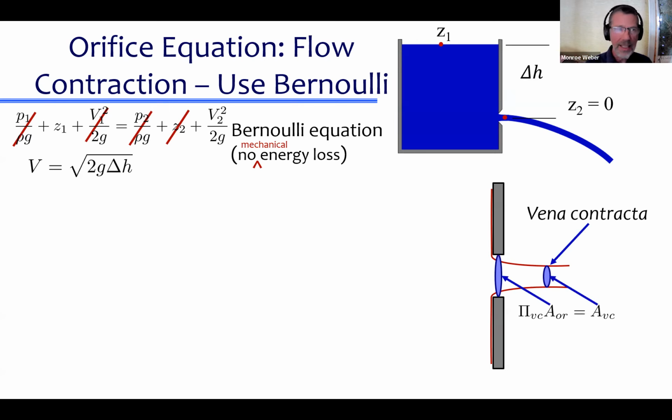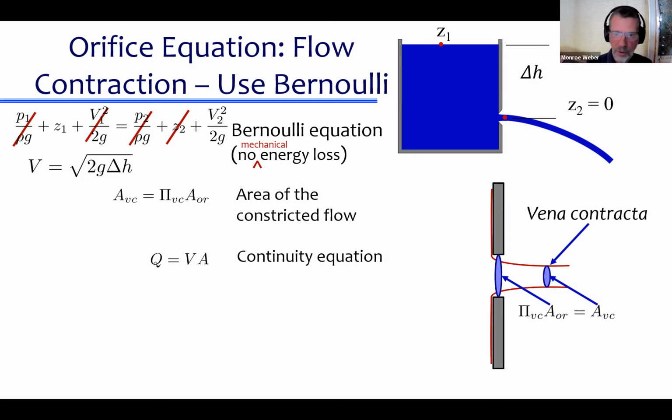And what we see is that the area of the vena contracta is less than the area of the orifice, and that the ratio is what I'm calling pi VC. So I use the capital letter pi to mean that I made a dimensionless ratio of two things. So a pi is always dimensionless. This is my dimensionless ratio of these two areas, and it has a value of about 0.6 for an orifice.